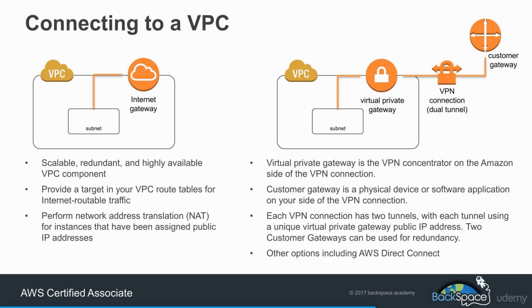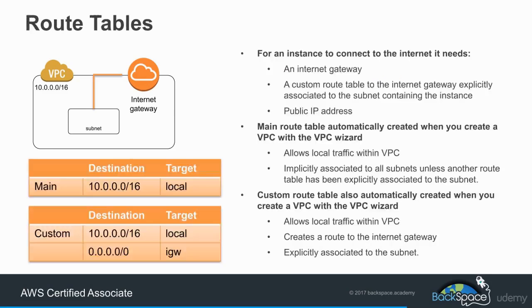Including AWS Direct Connect, which is a direct connection between an enterprise's premises and AWS's resources. That's more for very large organizations that would be using AWS Direct Connect, but you need to be aware of that. So route tables: they are required for an instance to connect to the internet.